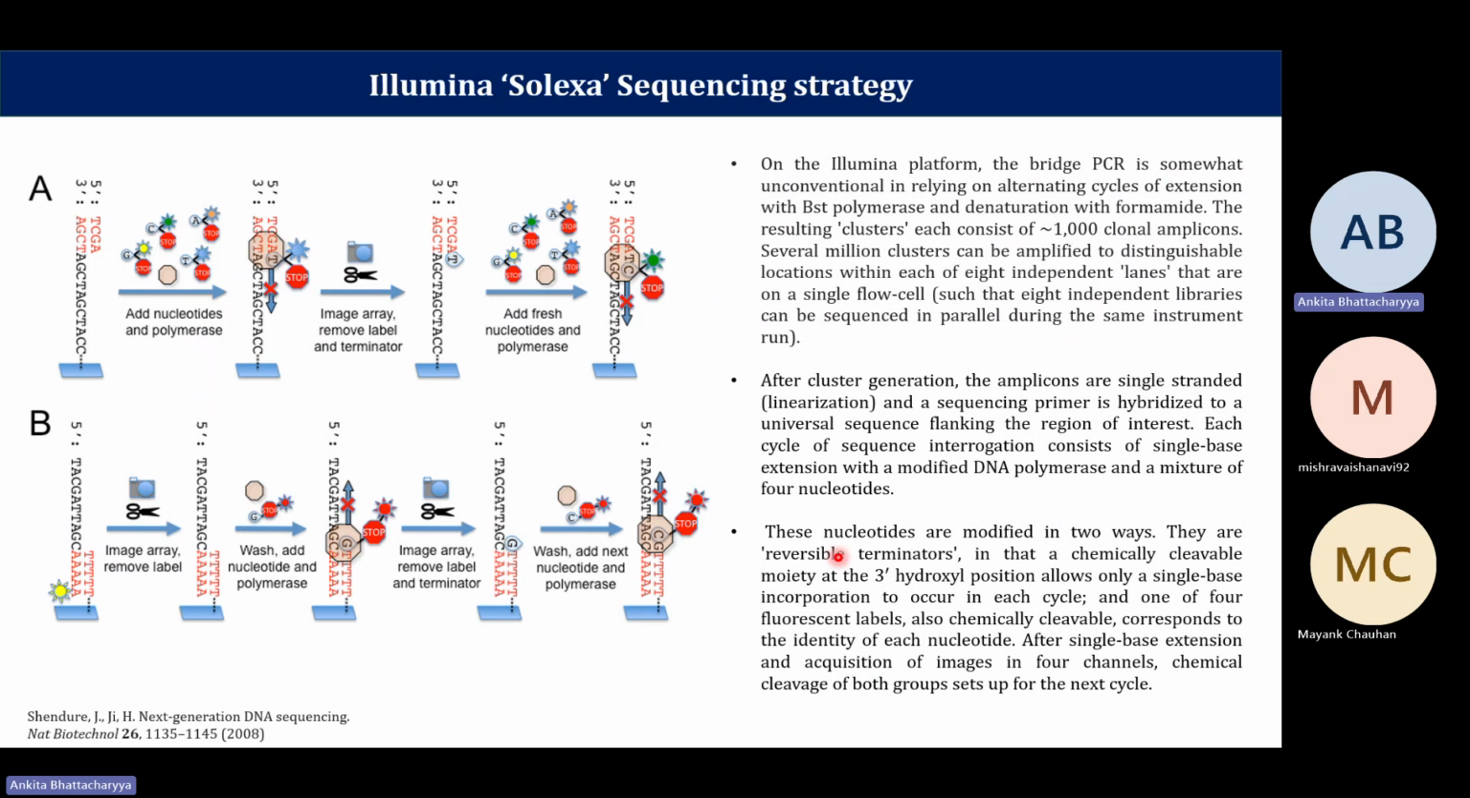If you remember Sanger sequencing, there we had a ddNTP, right? So the ddNTP is not allowing the reaction to proceed once that base has gotten incorporated. Here, what is present? The 3' OH group modification has a chemically cleavable moiety, which is allowing only one base incorporation to occur, and only one of the four fluorescent labels, which are also chemically cleavable, will correspond to which base has gotten incorporated.